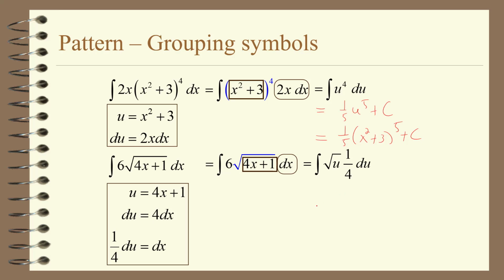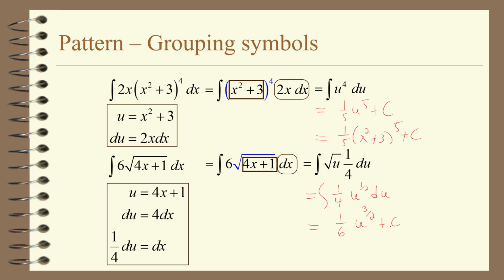I'll then just go and clean it up to write it as the antiderivative of 1/4. I'll write the square root of u as u to the 1/2 du. We can then take the u, increase the power by 1, and then multiply by the reciprocal of that power, giving us 1/6 plus c. That's the answer, at least in terms of u.